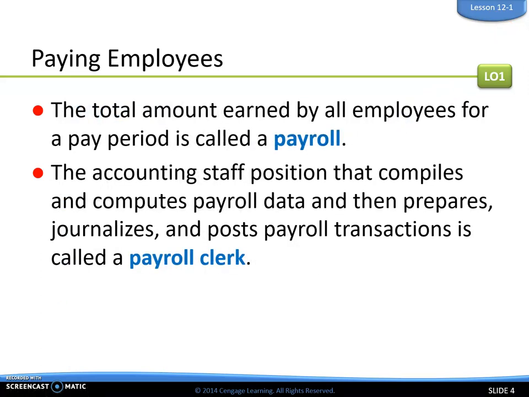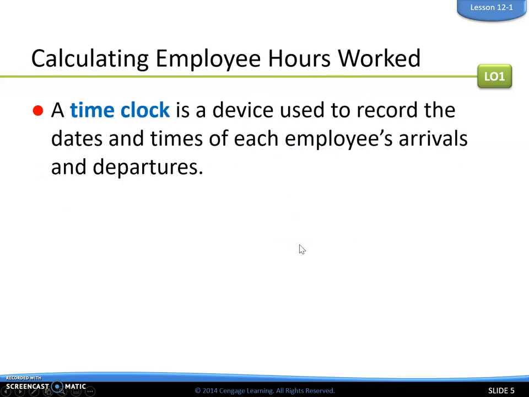Payroll is the total amount earned by all employees for a pay period. Payroll clerk is the accounting staff position that compiles and computes payroll data and then prepares, journalizes, and posts the payroll transactions. A time clock is a device that's used to record the dates and times of each employee's arrivals and departures.